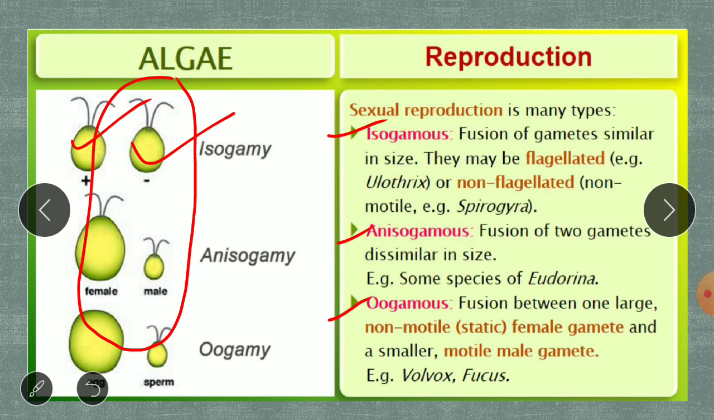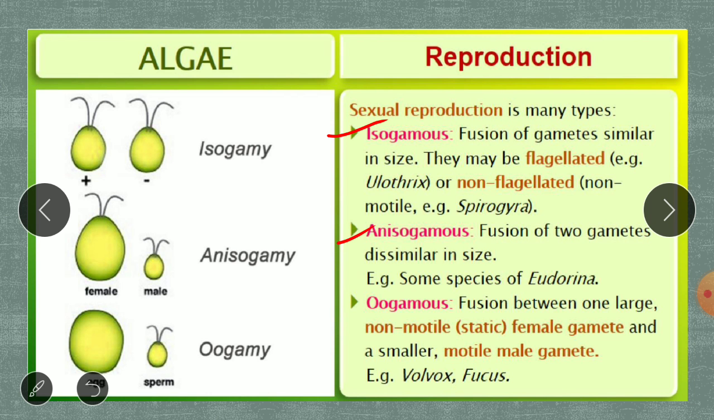When one male and one female gamete come together, it is known as sexual reproduction. Whenever the fusion of male and female is taking place, it is sexual reproduction. It is of three types. The first one is isogamous, where fusion of gametes similar in size takes place. You can see both are of the same size. So when the male and the female are of the same size, it is known as isogamous.